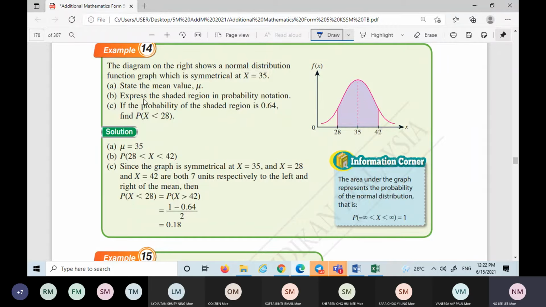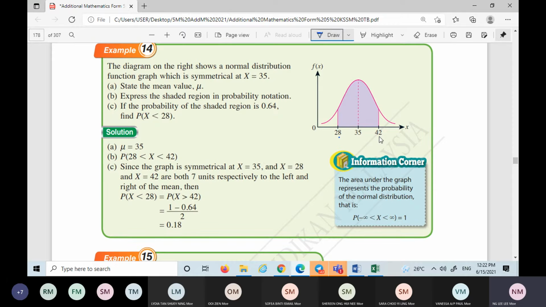Okay, B. Express the shaded region in the probability notation. So it's from 28 to 42. Probability notation, so it starts with P, and then X in between 28 to 42. You can put the equal sign or not put the equal sign, it's the same thing. Both are correct.